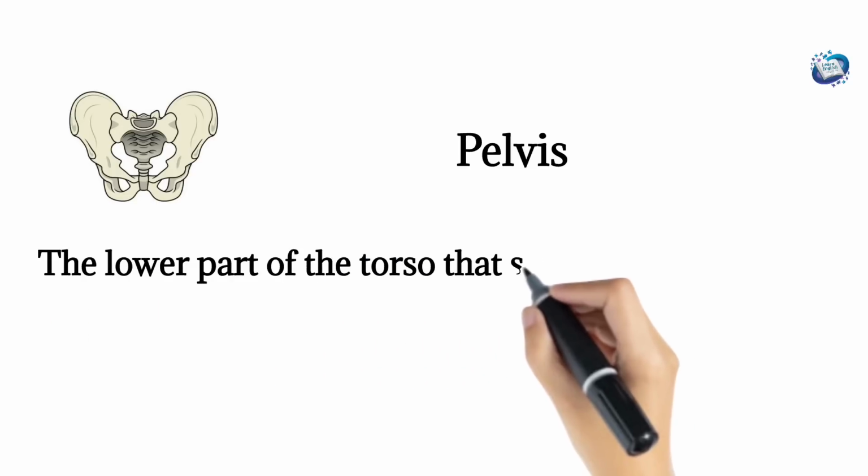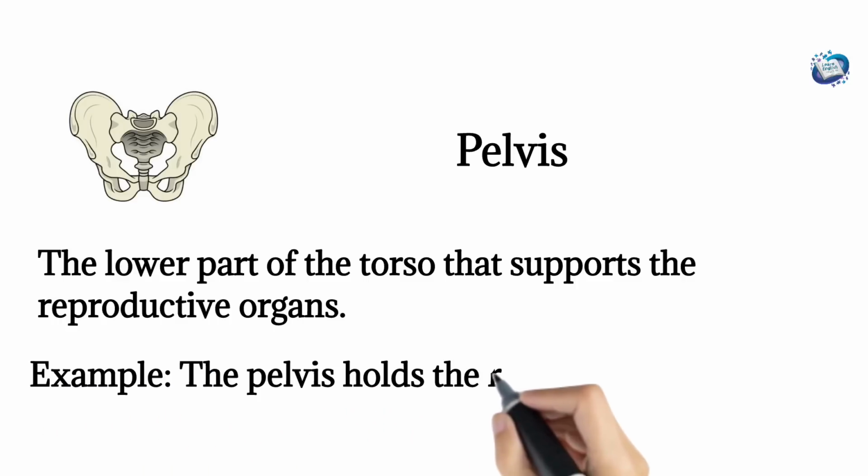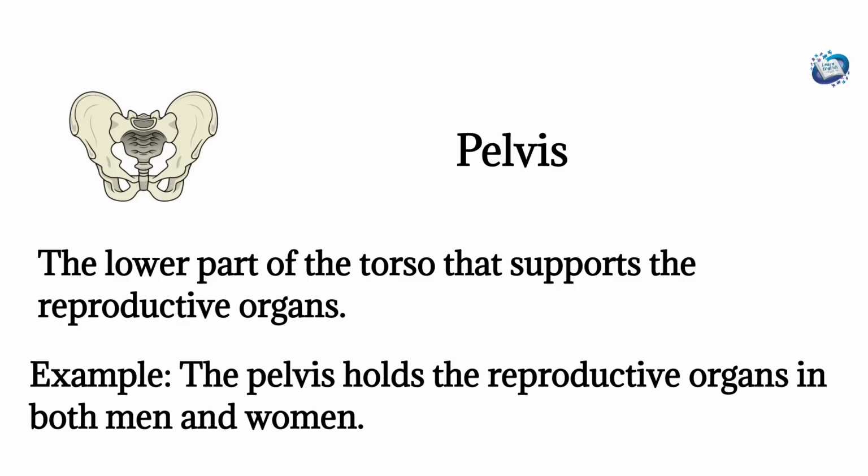Pelvis. The lower part of the torso that supports the reproductive organs. Example: the pelvis holds the reproductive organs in both men and women.